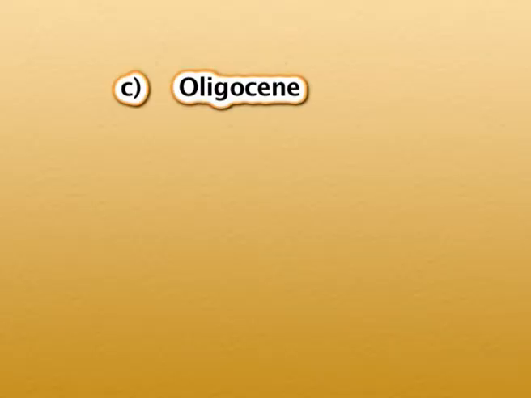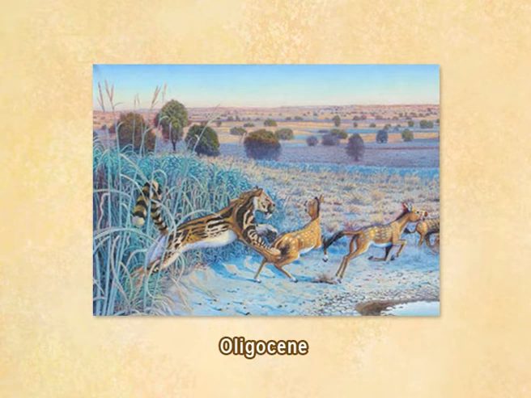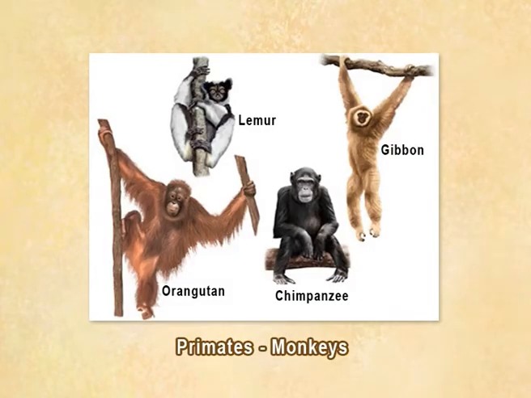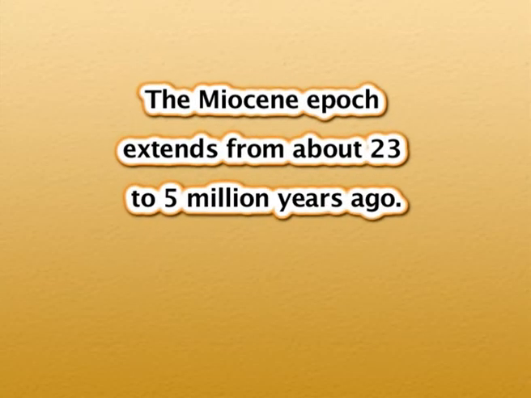Now the Oligocene. The Oligocene epoch extended from about 34 million to 23 million years ago. Angiosperms continued their expansion throughout the world, as did grasses. Subtropical forest was prominent, where the first ape primates belonging to the suborder Anthropoidea, which includes monkeys, apes, and humans, also appeared. Now Miocene. The Miocene epoch extends from about 23 to 5 million years ago.